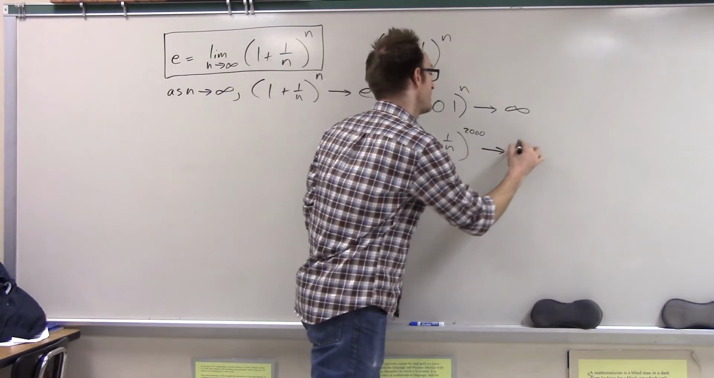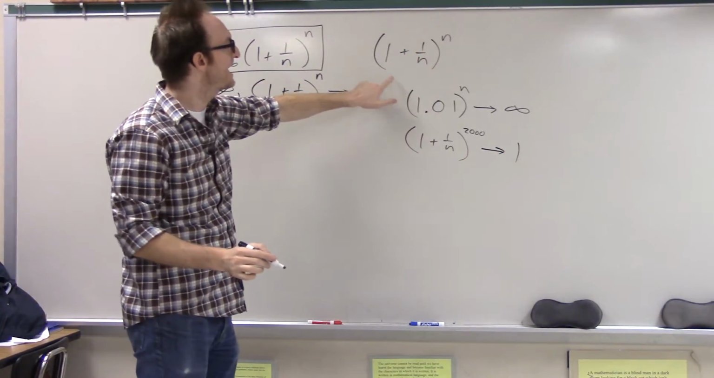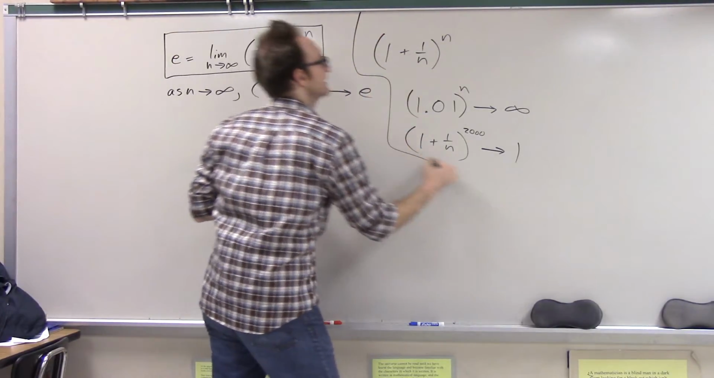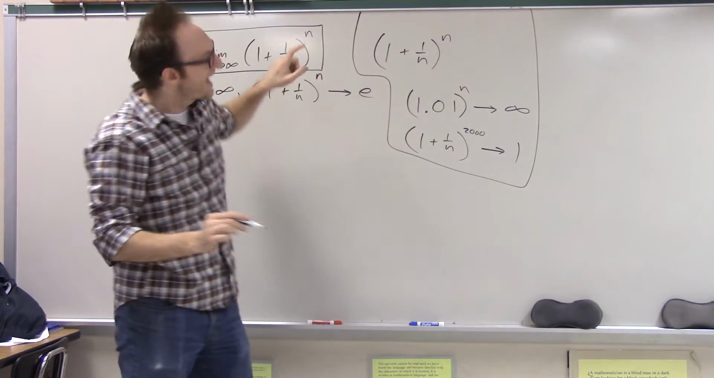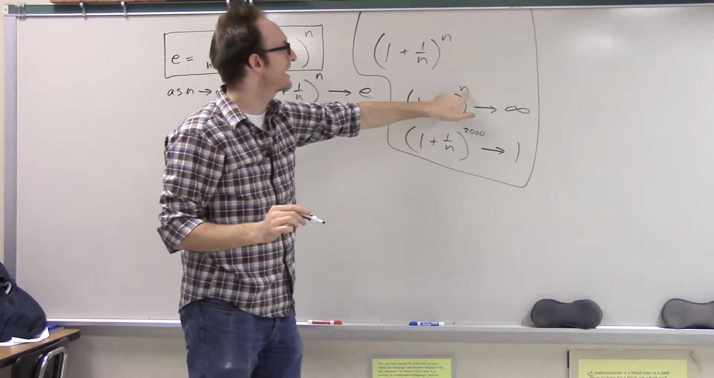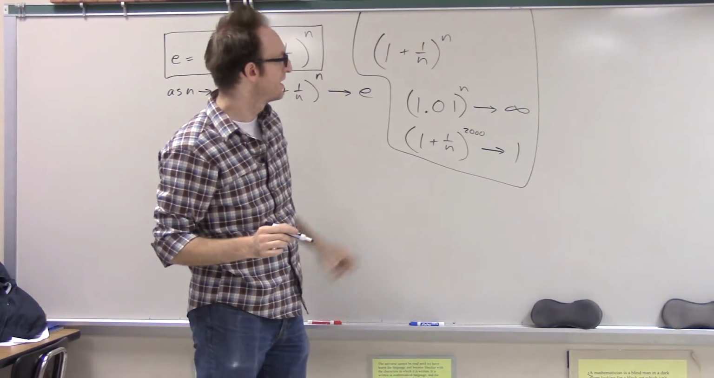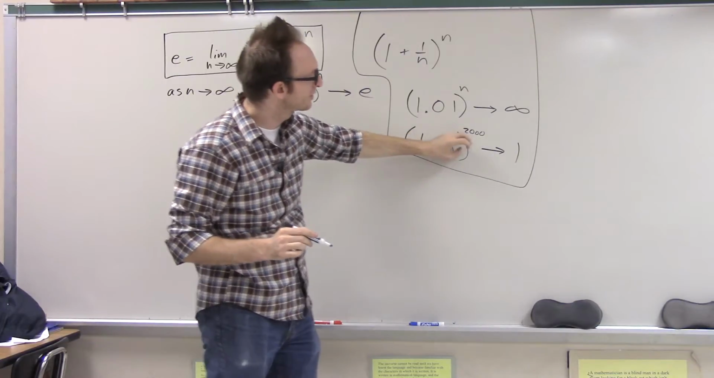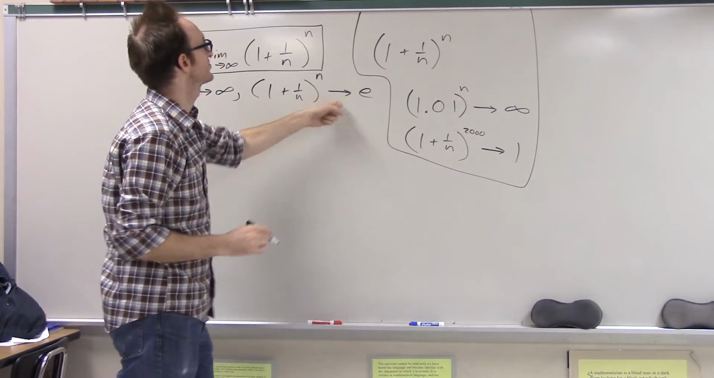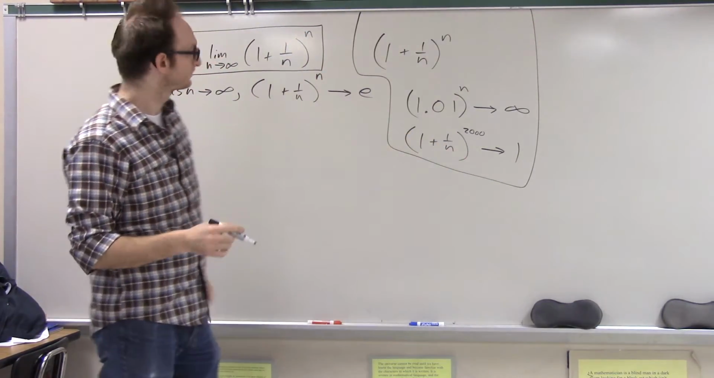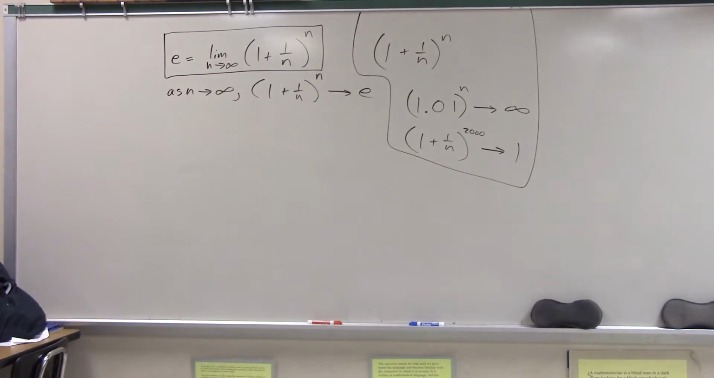And so what you have here is an understanding of this expression as n goes to infinity. On the one hand, this n is saying make it bigger and bigger and bigger, whereas this n is saying make it closer and closer to 1. And the answer is we settle at about 2.71. Okay, that was the first thing I wanted to mention.